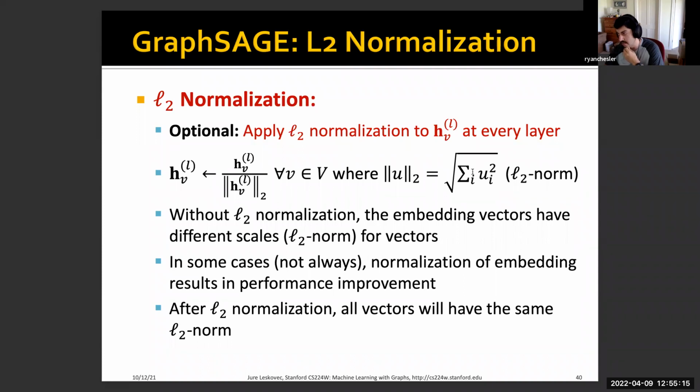So the L2 norm here is: you take the square of all of the values, sum that up, and then take the square root of it. You calculate that norm, and then you divide all of the features of the node by that, and it makes it so they're normalized to a consistent scale. So you don't end up with things that are drastically different scales. And in some cases, this is shown to improve the performance.